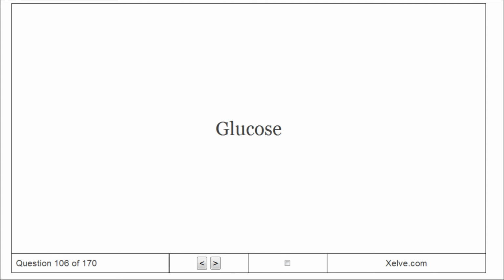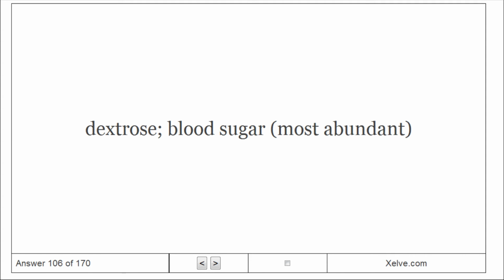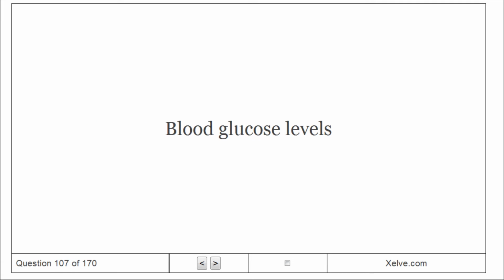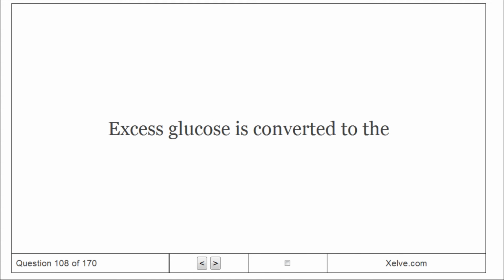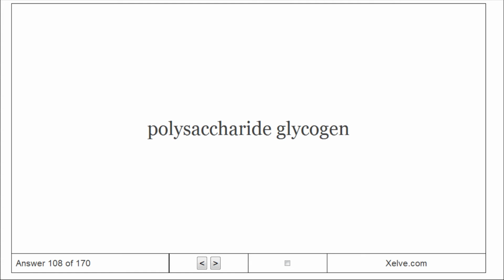Glucose: dextrose, blood sugar. Blood glucose levels are 70 to 110 milligrams per deciliter. Excess glucose is converted to the polysaccharide glycogen.